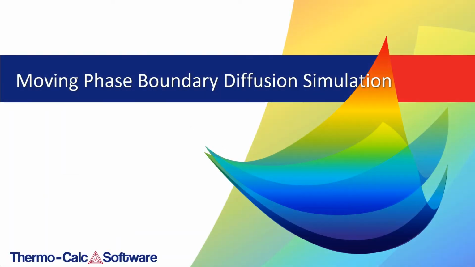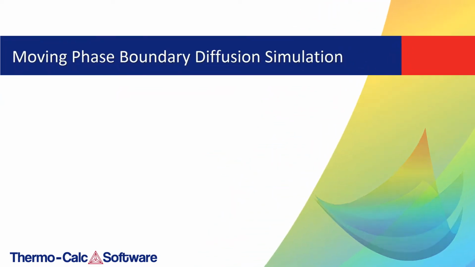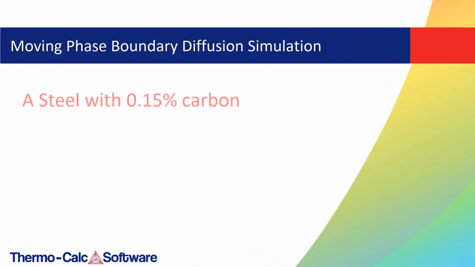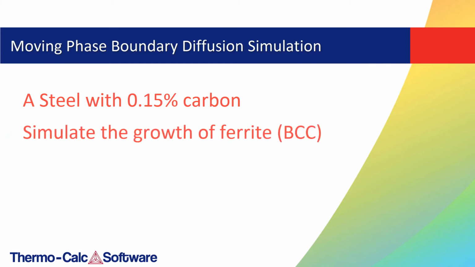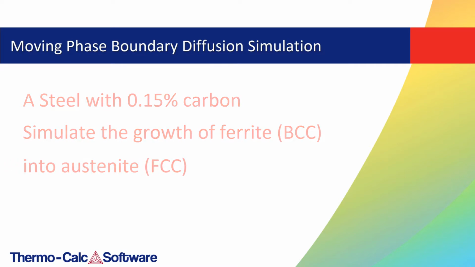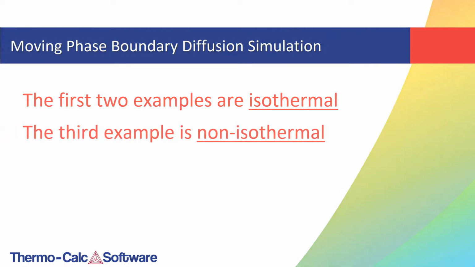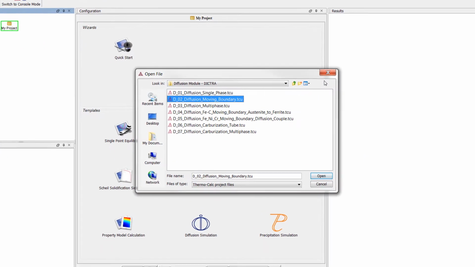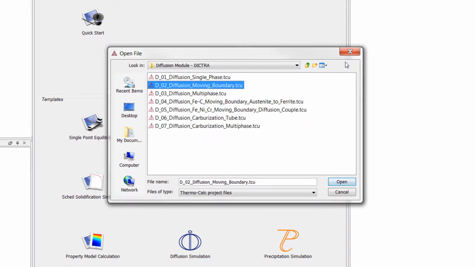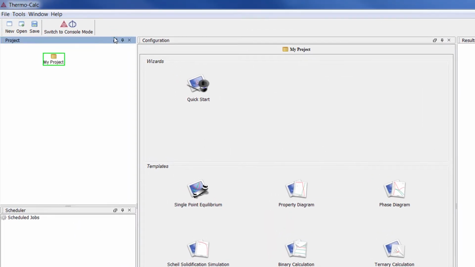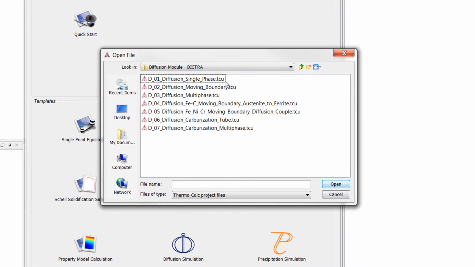In this video, I will show you 3 ways to make a moving phase boundary simulation. All 3 examples use the same alloy, a steel with 0.15% carbon. All 3 examples simulate the growth of ferrite, BCC, into austenite, FCC. The first 2 examples are isothermal, and the third is non-isothermal. The calculation is based on Diffusion Module Example 2, which can now be accessed from within Thermo-Calc in the Help menu, Open Examples, Diffusion Module DICTRA.